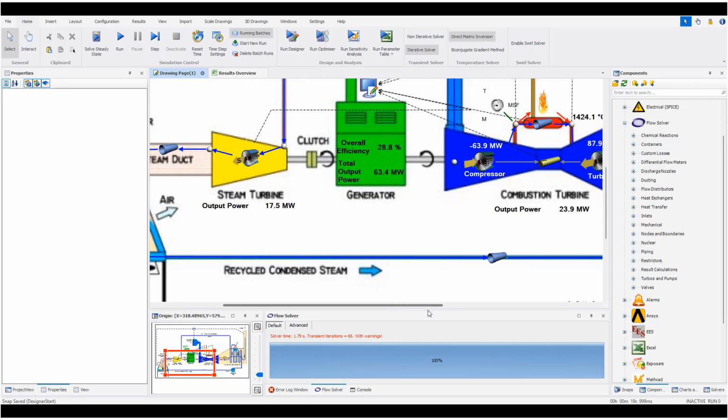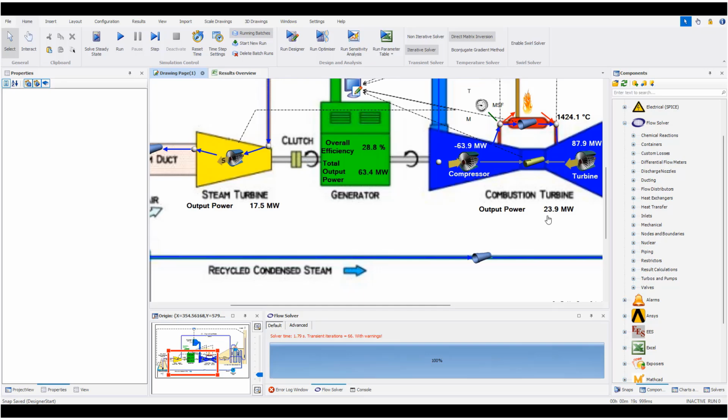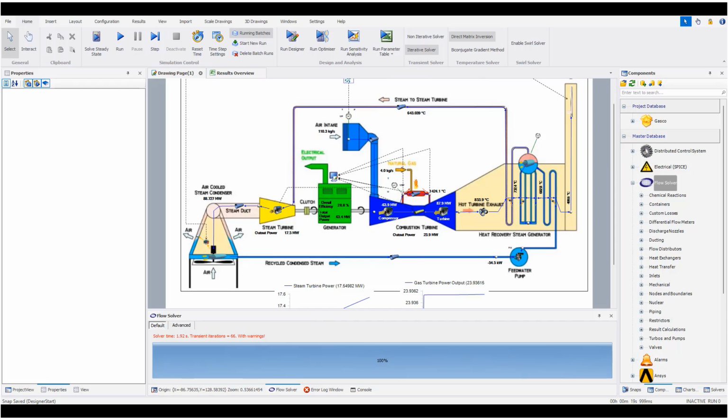For the output power, this is for steam power. This is for the gas power. The total power received by the generator from these two is 63.4, and the efficiency is 28.8 percent. So in this video I just showed you how to use this power plant model available from the Flownex team.